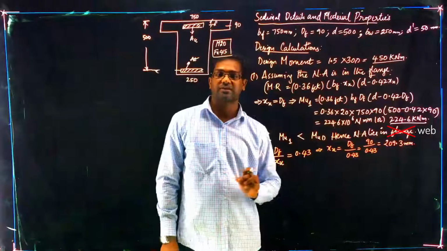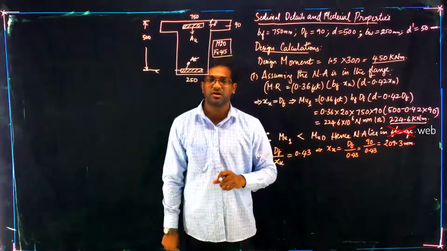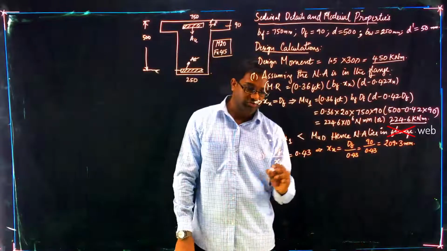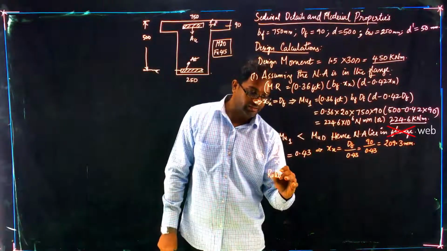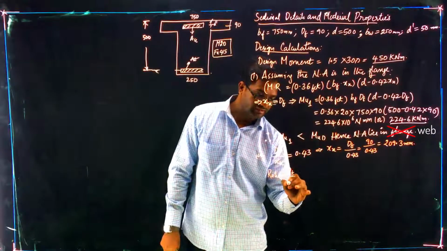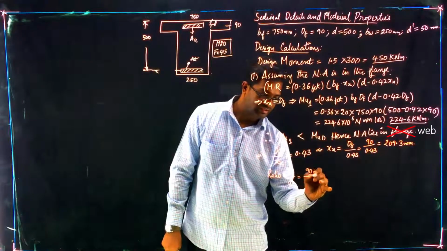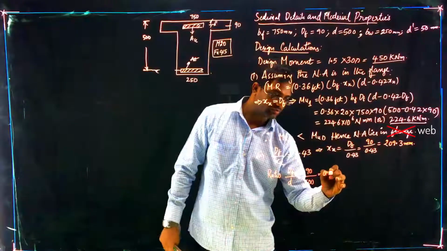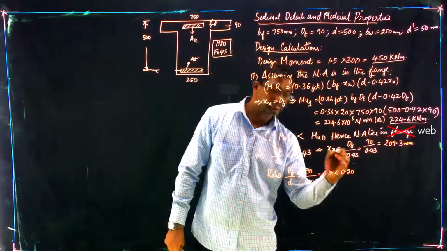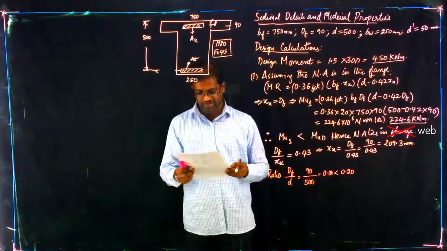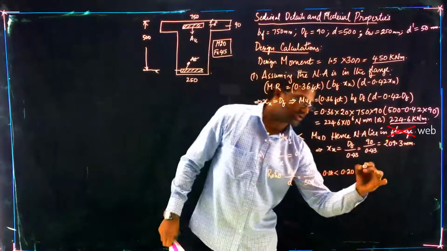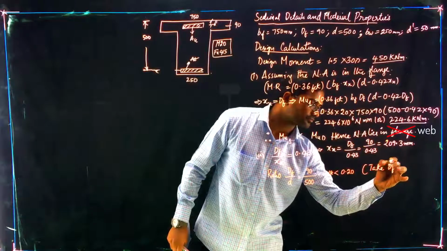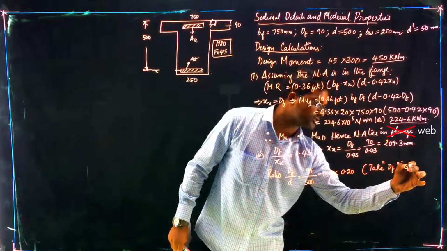Before substituting the equations which are given in clause number G 2.2, we also need to calculate the ratio df by d. df is 90, d is 500. This gives you a value of 0.18, which means it is less than 0.20. When it is less than 0.20, you can take df instead of yf.